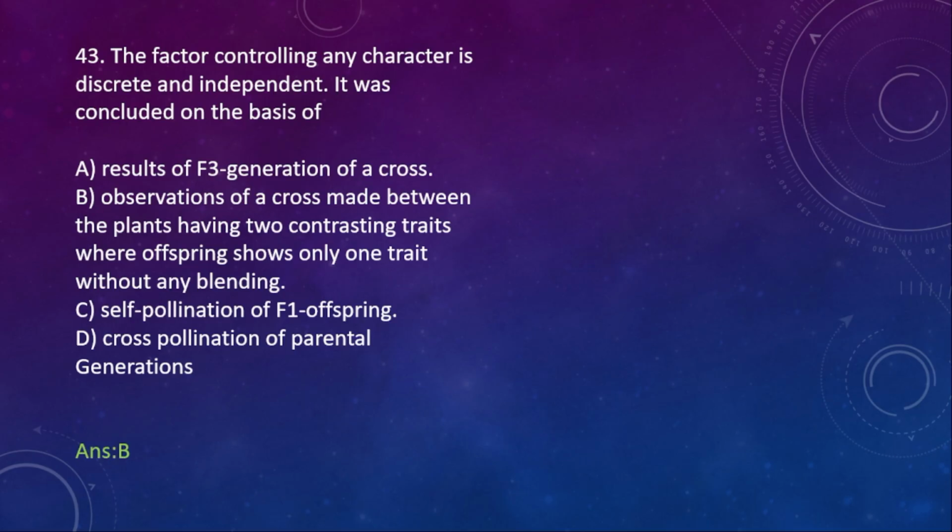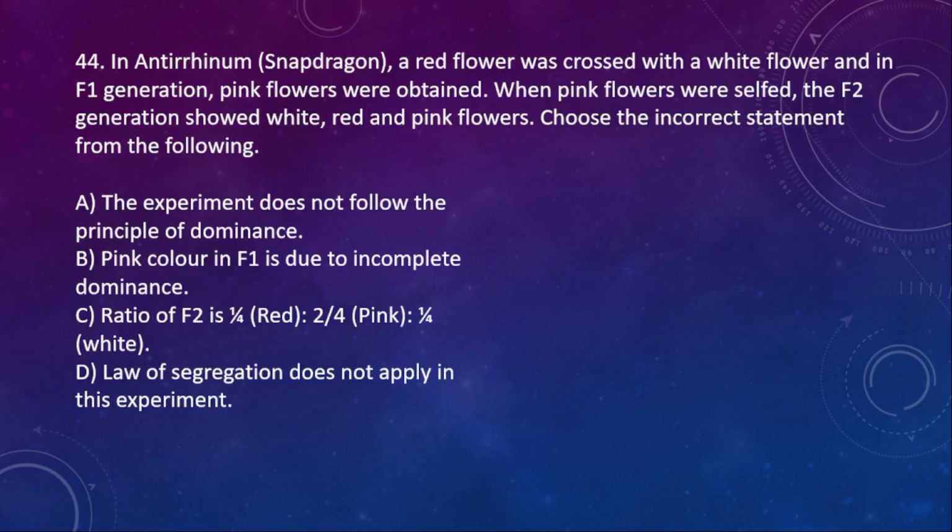Next question number 44. In Antirrhinum, that is the snapdragon, a red flower was crossed with a white flower, and in F1 gen pink flowers were obtained. When pink flowers were selfed, the F2 generation showed white, red and then pink flowers. Choose the incorrect statement. Incorrect statement he is asking.